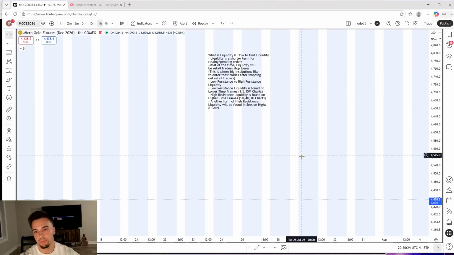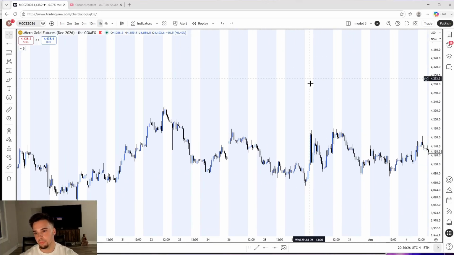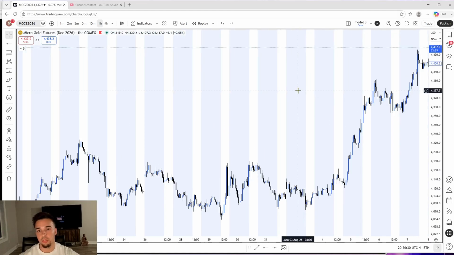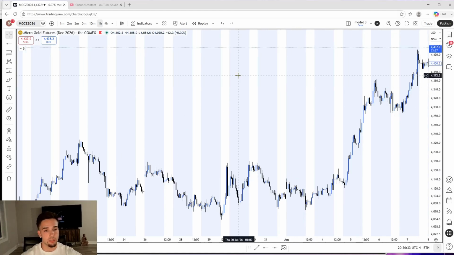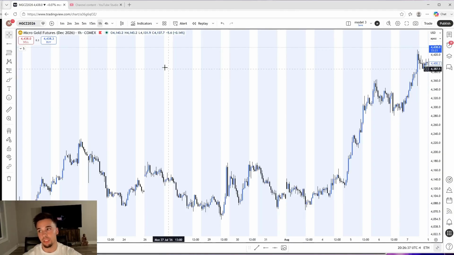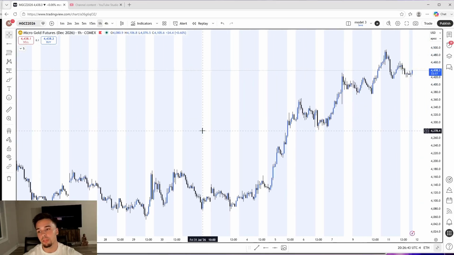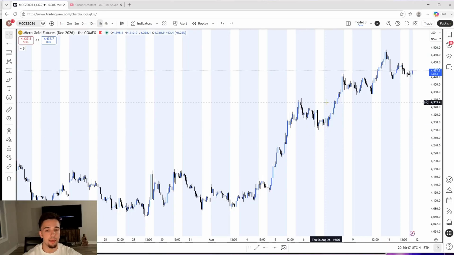So now, diving into the real market, okay? Like I said, there are a few different forms of resistance or liquidity, right? There's high resistance liquidity and low resistance liquidity. So when you're on the 1 hour chart, what are you mostly going to be looking for? You're mostly looking for high resistance liquidity points, or session highs and lows, right?